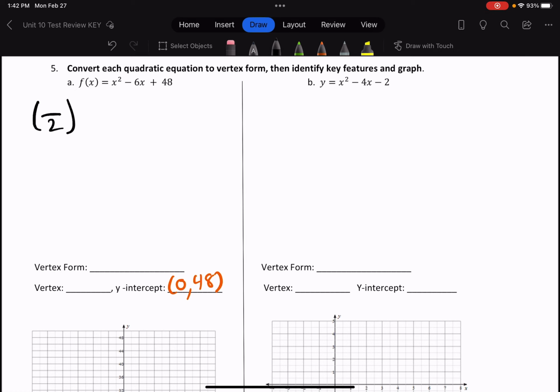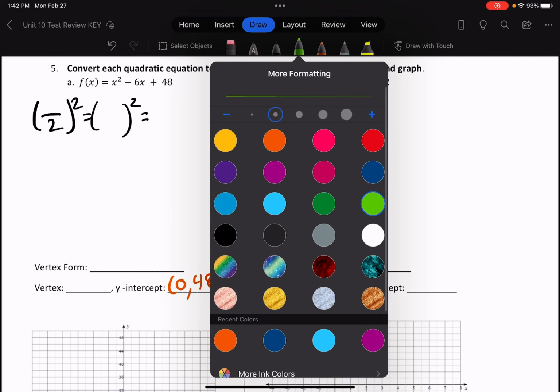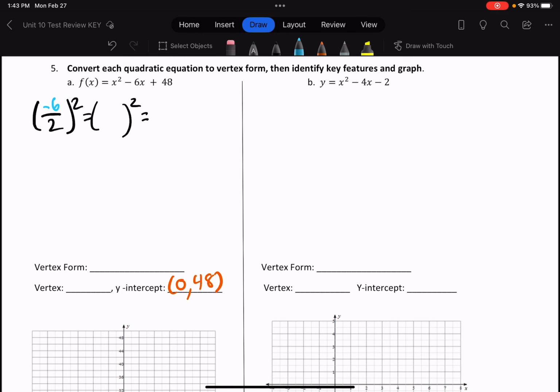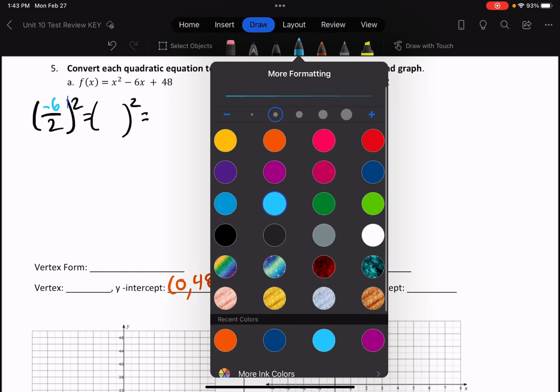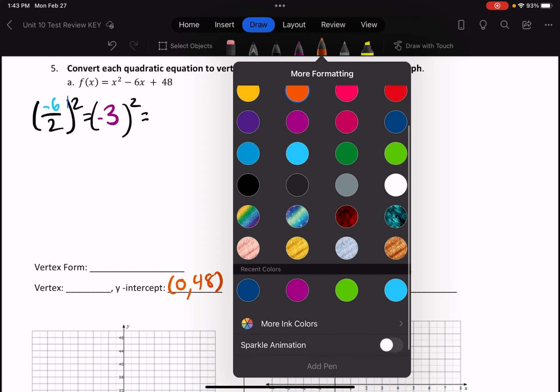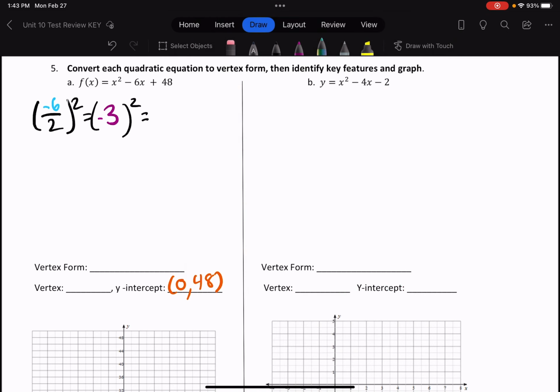So I've got to first identify my b value. In this case, my b value is a negative 6. So I'm going to do negative 6 divided by 2. And negative 6 divided by 2 is going to give us the value of negative 3. That negative 3 is important, but then we find our perfect square from that. Negative 3 squared is going to give us a positive 9.